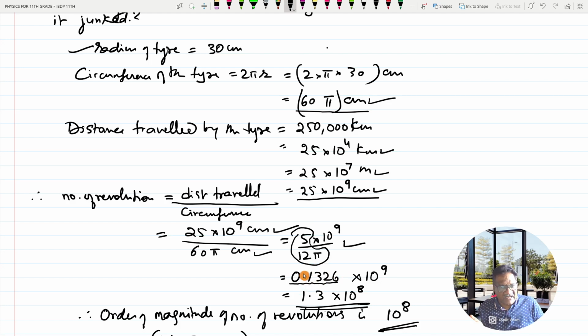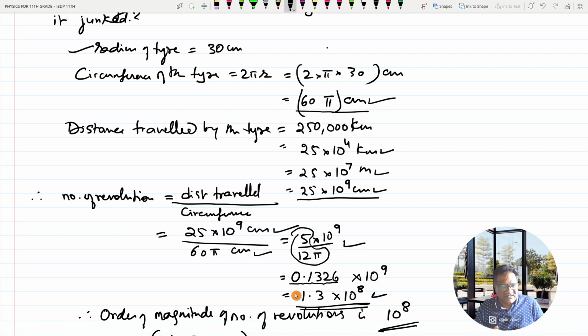So what I'll do is shift this decimal one place to the right, so it will become 1.3. Now, if I shift this decimal one place to the right, this 10 raised to 9 will become 10 raised to 8. So this particular answer can be written as 1.3 into 10 raised to 8. Now, this is in scientific notation form.